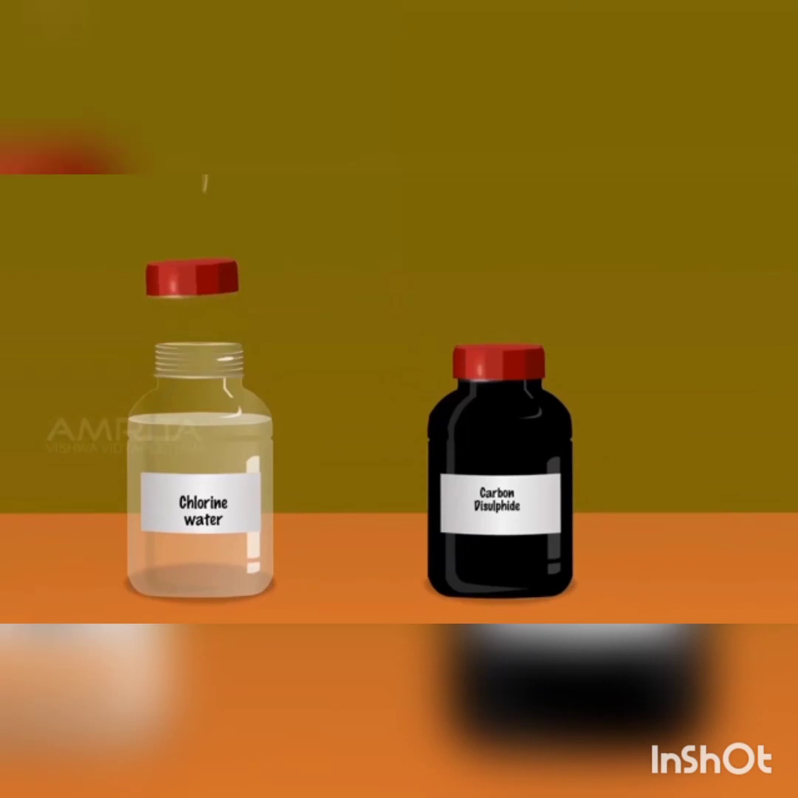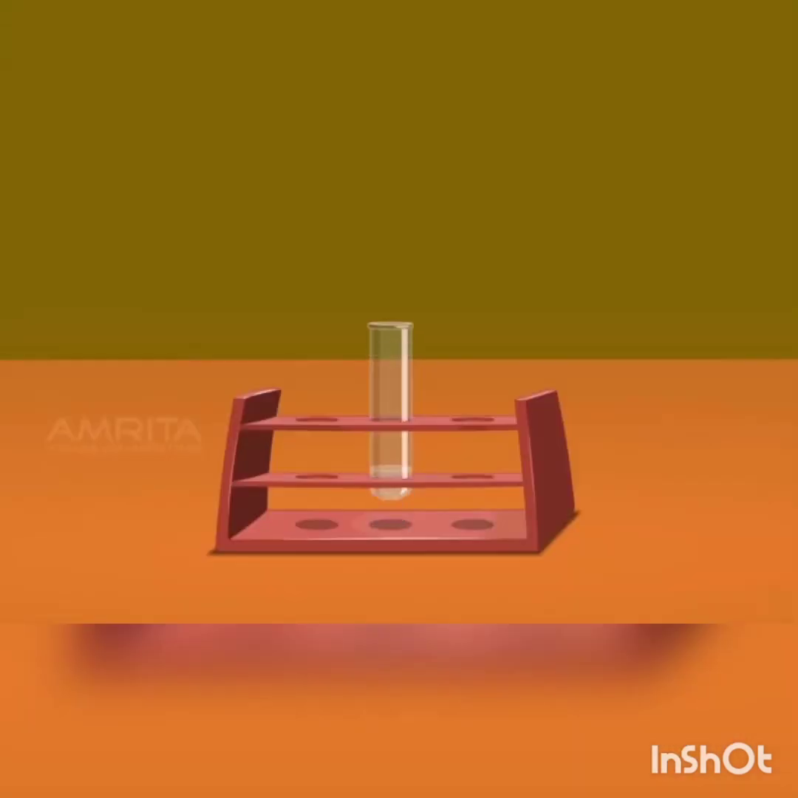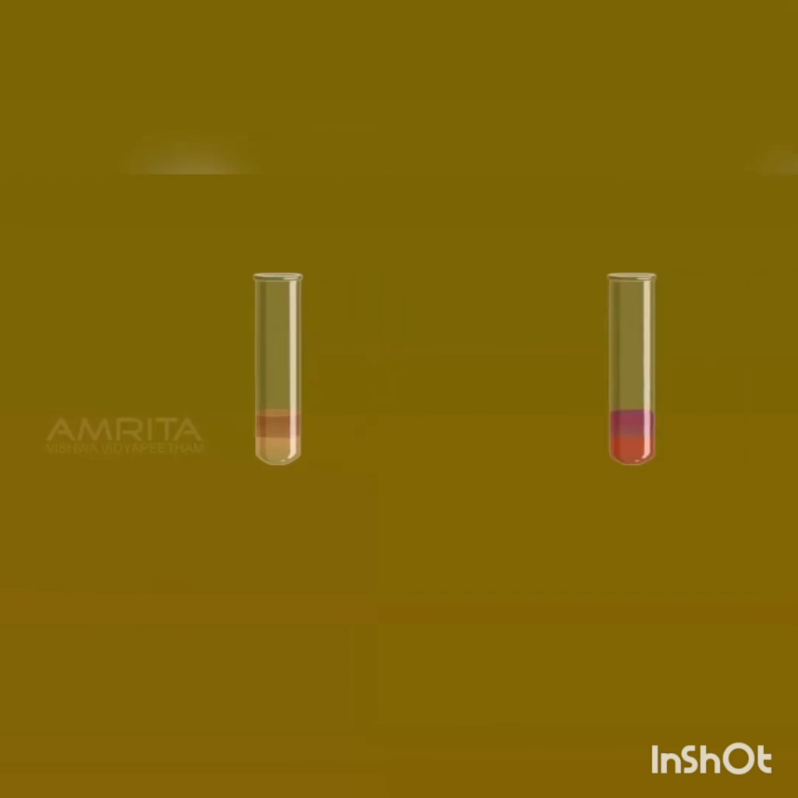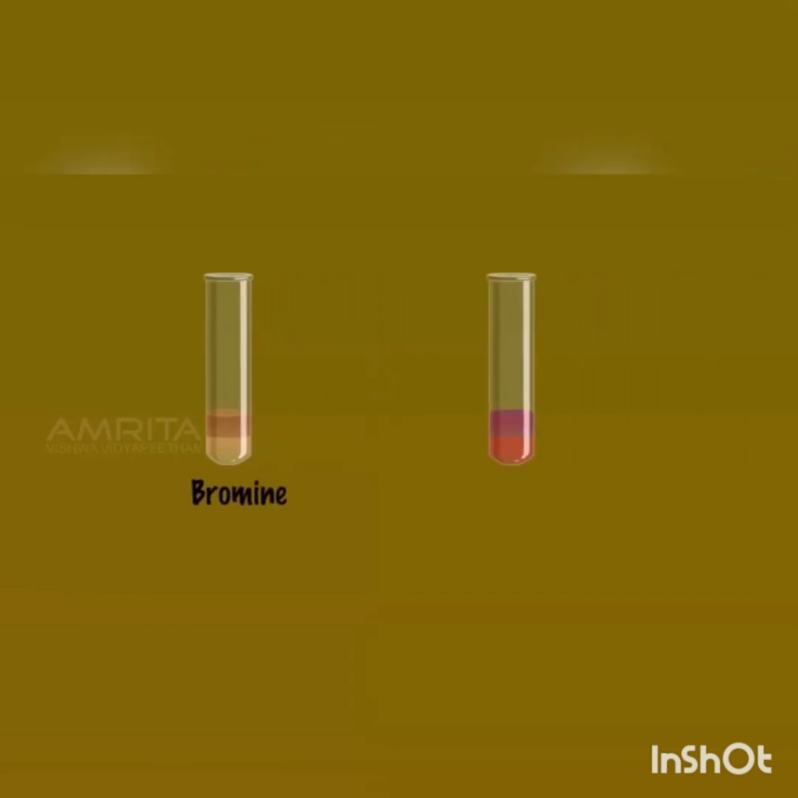Take chlorine water using another dropper. Take the test tube containing Lassaigne's extract. Pour chlorine water to the test tube and shake it well. When sodium bromide formed in the Lassaigne's extract is treated with chlorine water, the bromide is oxidized to bromine. Bromine dissolves in carbon disulfide and imparts an orange color in carbon disulfide layer.